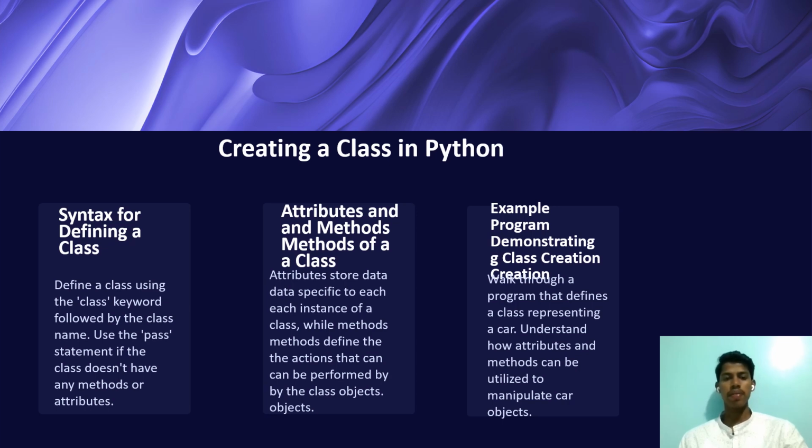The second is attributes and methods of a class. Attributes store data specific to each instance of a class, while methods define the actions that can be performed by the class objects. And the third is an example program demonstrating class creation. Walk through a program that defines a class representing a car. Understand how attributes and methods can be utilized to manipulate car objects.